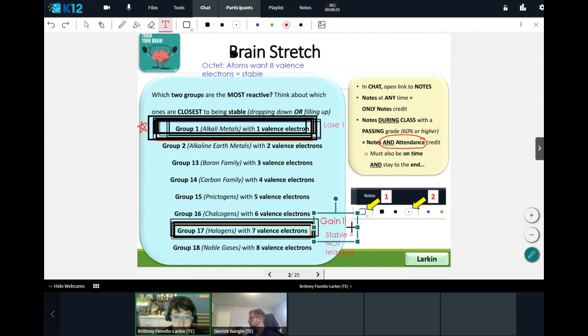So again, it doesn't necessarily matter whether they're losing or gaining electrons. It matters how many they're losing or gaining. So group 1 and group 17 are the closest to being stable because they only have to do something with 1 electron, right? Every other group here, besides our noble gases, has to either lose more or gain more than groups 1 and 17. So that does make them the most reactive. Excellent job on that, everyone.